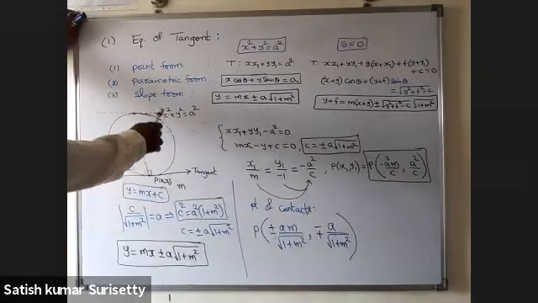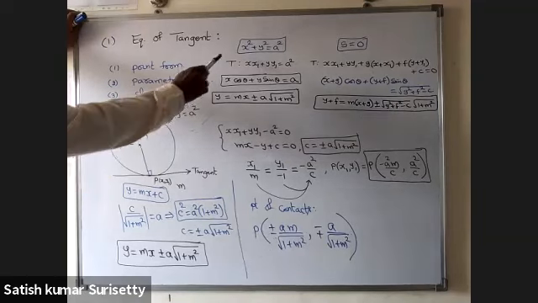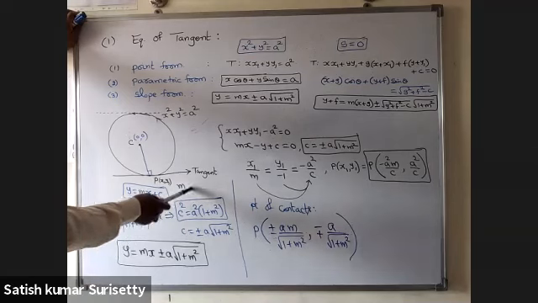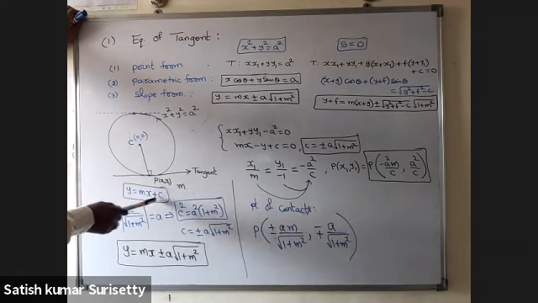So, slope form of the tangent. The meaning of slope form is that the slope will be given and the circle equation is given. So you need to calculate the equation of the tangent with the given slope m. If I consider m as the slope, I can consider the equation of the tangent with slope m as y equal to mx plus c.